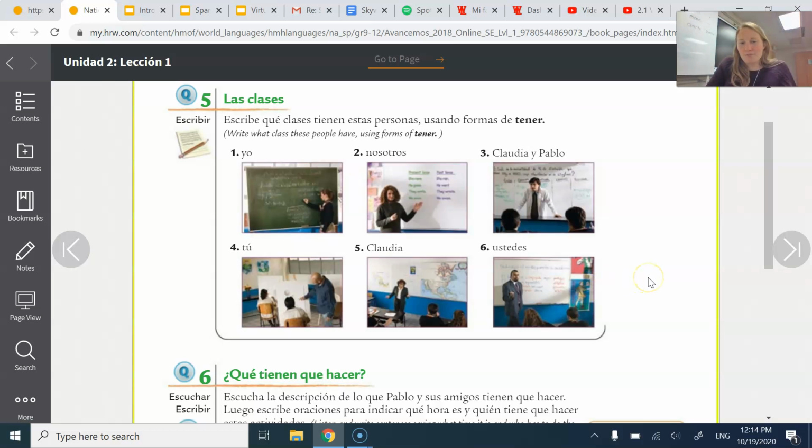La clase de español. The only way I'm knowing this from the pictures is that they match with the pictures on page 86. So that's super helpful.